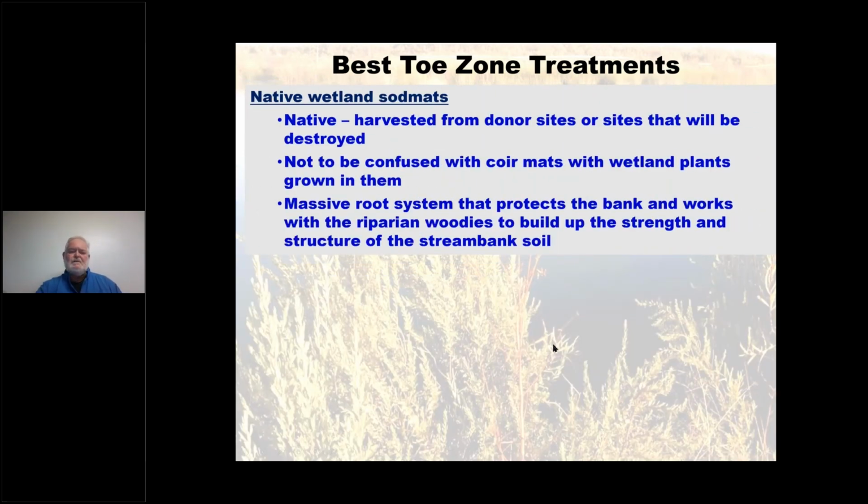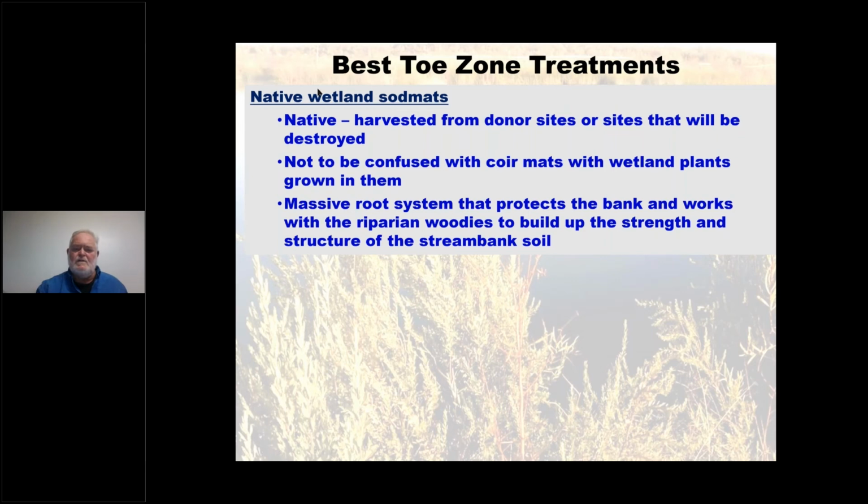So another one for the toe zone is the native sod mats. Generally, these are sod mats that are harvested from donor sites or sites that will be destroyed in the end. You can go in and harvest a bunch of those and truck them to the site. These are not to be confused with the coir mats. There's a few of these that are being sold now where you use coir fabric and they grow wetland plants right in them, and then you just take the mats and plant them. There are positives and negatives to those.